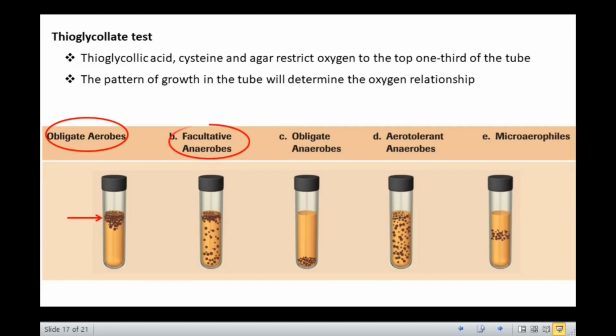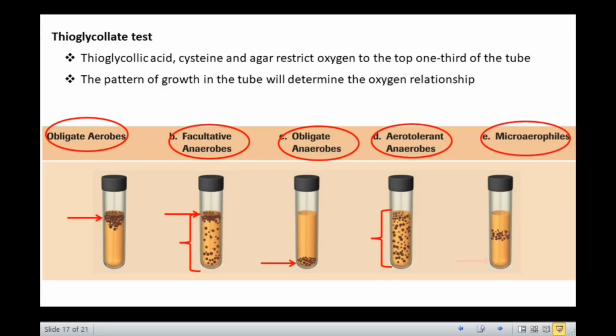Facultative anaerobes will grow throughout the tube, but more growth is seen near the top with more oxygen. Strict anaerobes will only grow at the bottom of the test tube where there is no oxygen. Aerotolerants will grow throughout the test tube and microaerophiles will grow below the top layer where a low concentration of oxygen has diffused.